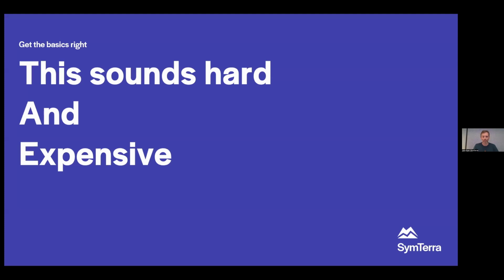So let's be honest, this sounds hard and expensive, and there's a lot to take on board. And as I said before, none of us joined the industry to do paperwork.